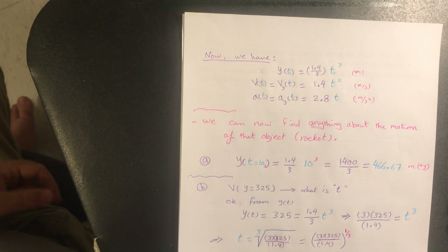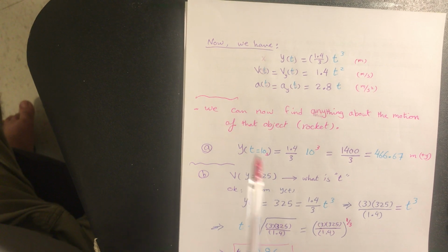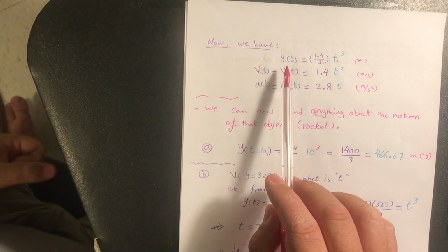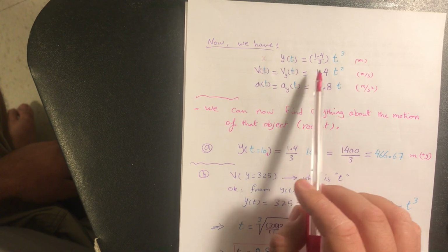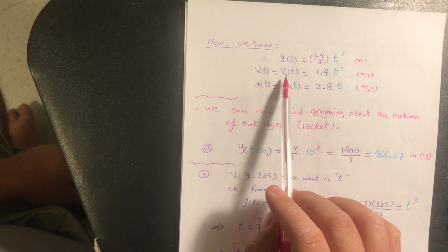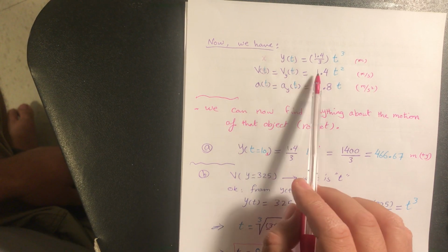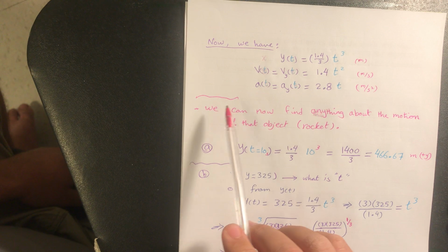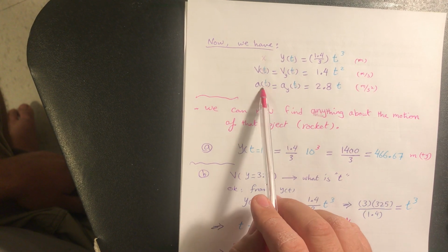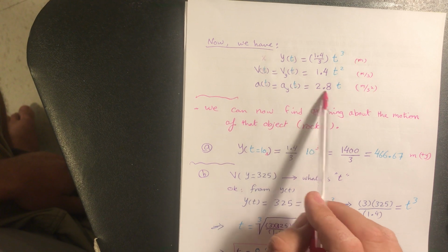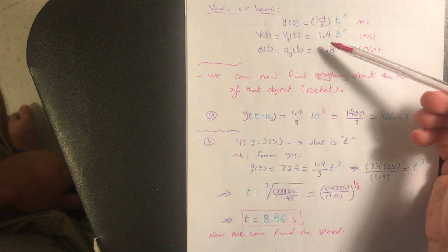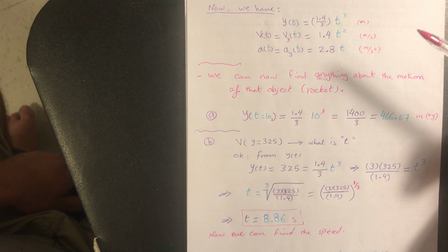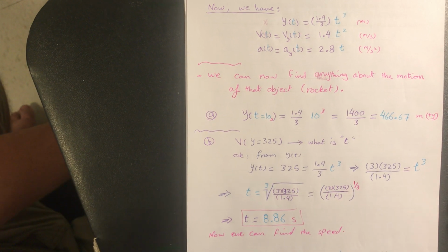Now let us find the required parts. Now we have y as a function of t equal to 1.4 over 3 t cubed in meters. The speed function in the y direction is equal to 1.4 t squared meters per second, and the acceleration function in the y direction is 2.8 t meters per second squared. We can find the velocity, the position, and the acceleration at any time, at any point.